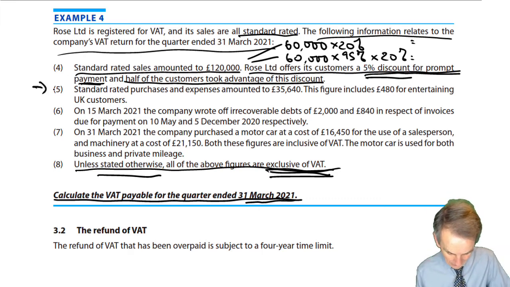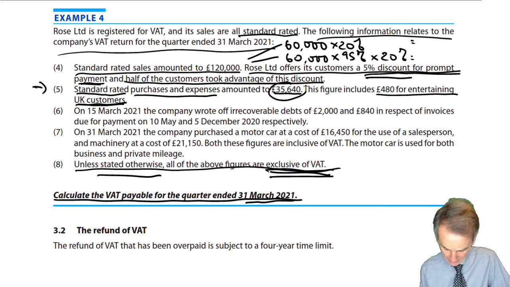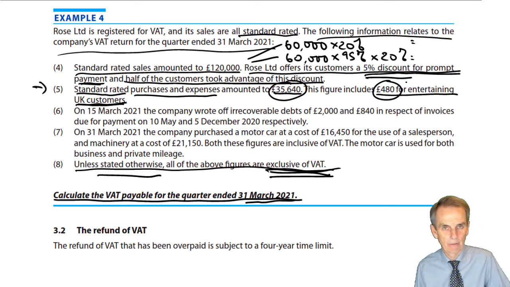Second one, standard rated purchases and expenses, so their standard rated inputs amounted to £35,640. This includes £480 for entertaining UK customers. Therefore, we cannot recover input VAT on entertainment of UK customers. So you'll take your 35,640 minus your 480, and again, because it's a VAT exclusive figure, take 20% thereof, and that will be the recoverable input VAT.